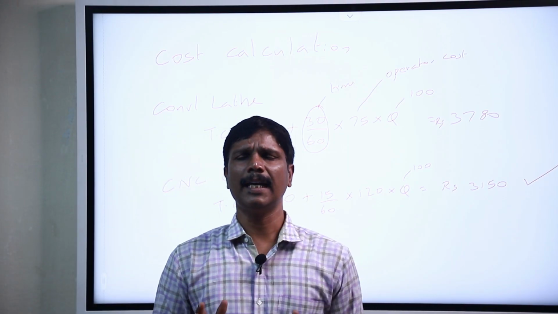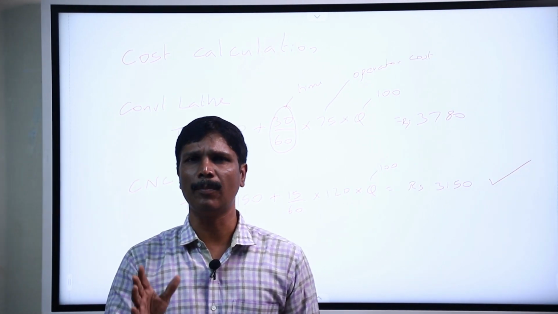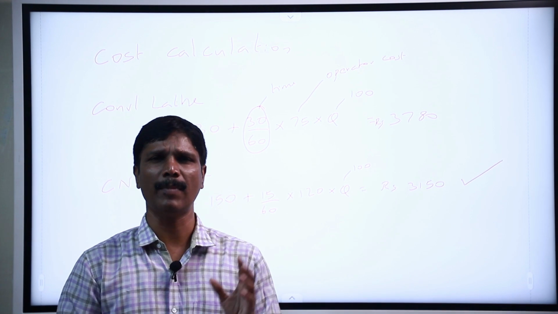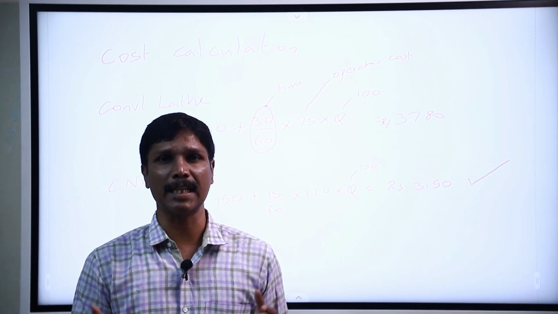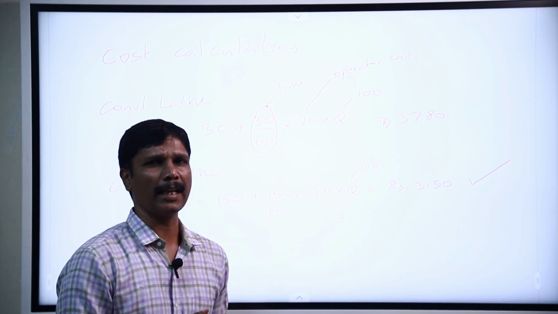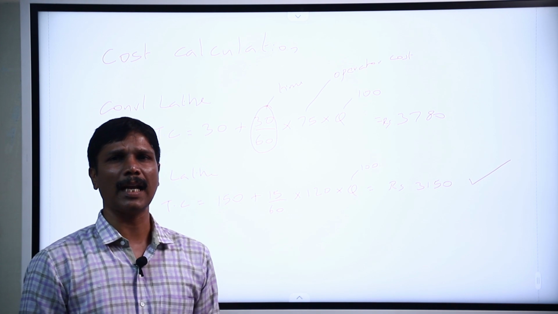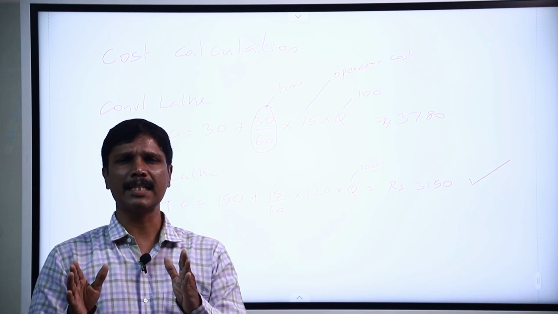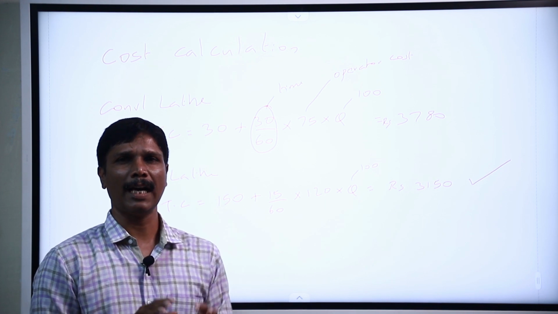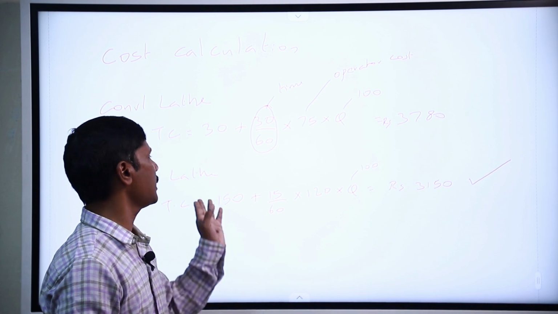As an engineer, we should work on the cost. Our cost should be minimum and our profit should be maximum. So we have two cases, and we have to make a decision. One is using a conventional lathe, and another is using a CNC lathe. We have to consider the total cost and compare the total cost of the conventional lathe and the CNC lathe.